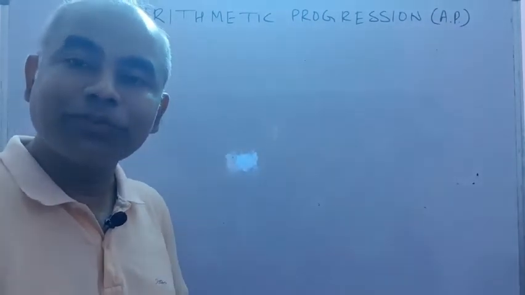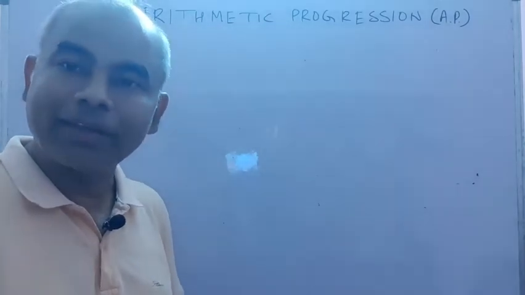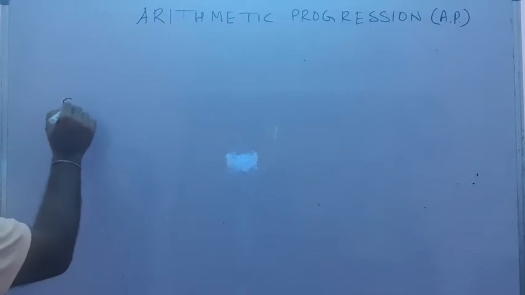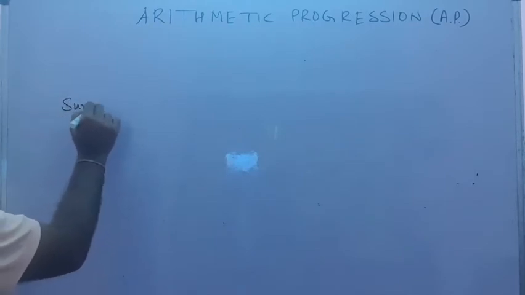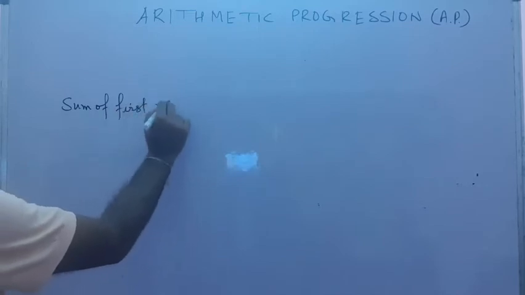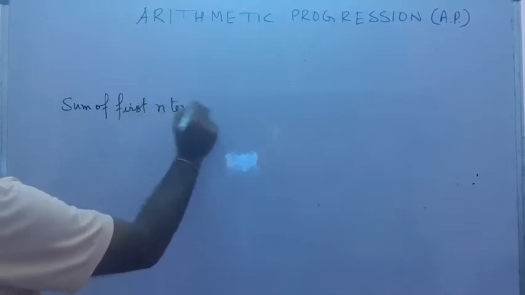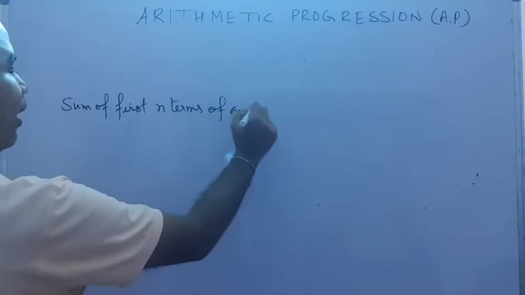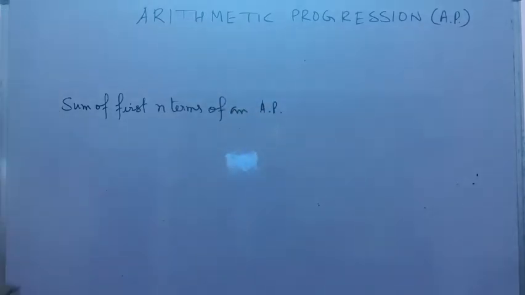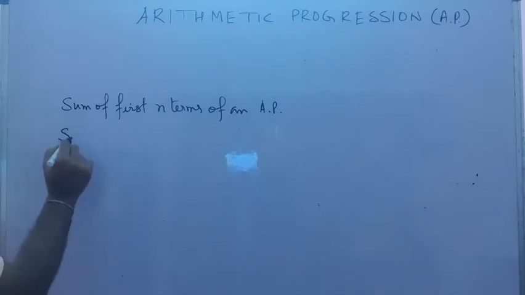Next, students, suppose we are going to find the sum of n terms of an AP. What am I going to find out? The sum of the first n terms of an arithmetic progression, which is symbolically denoted by Sn. S for sum, n is the number of terms. That means Sn means what?